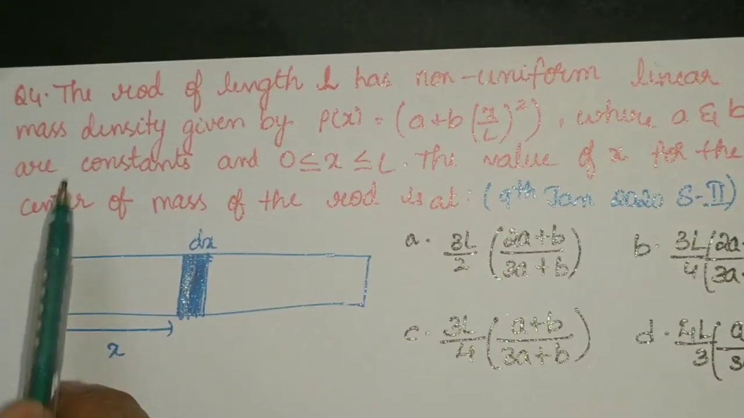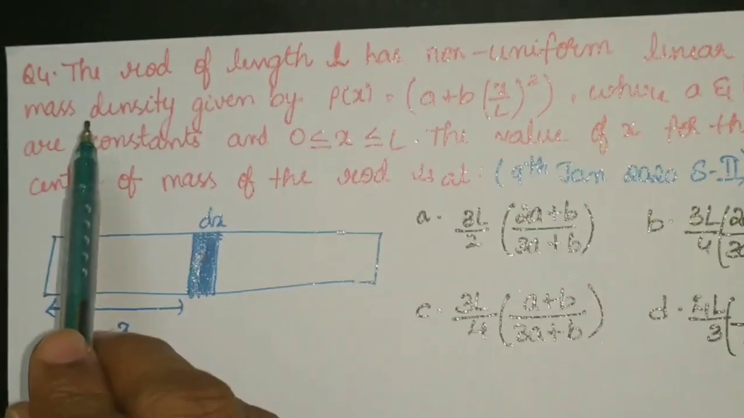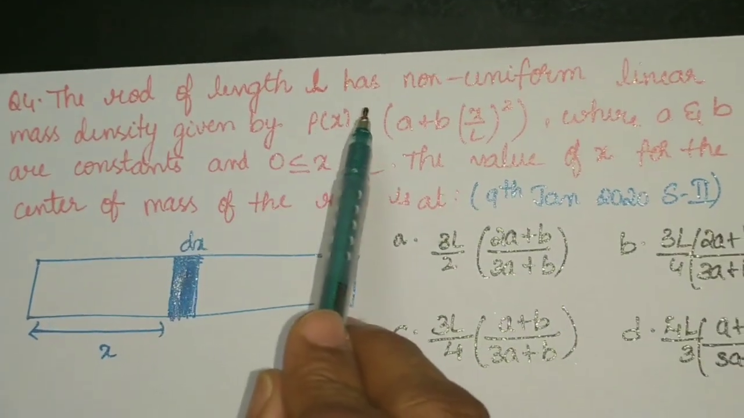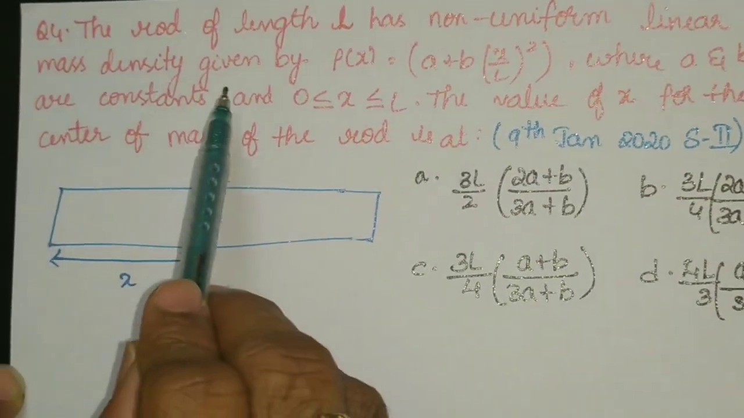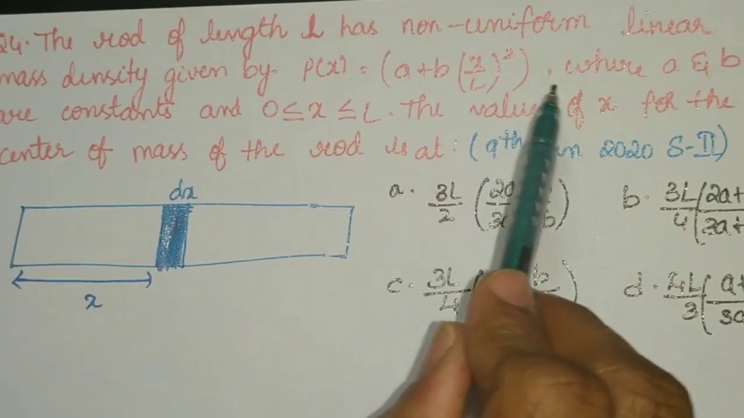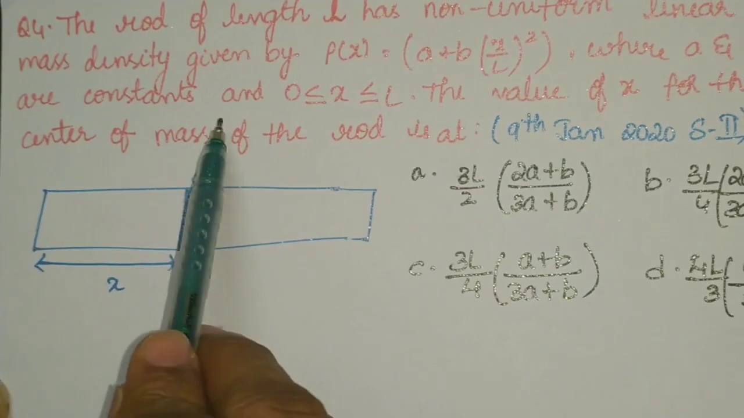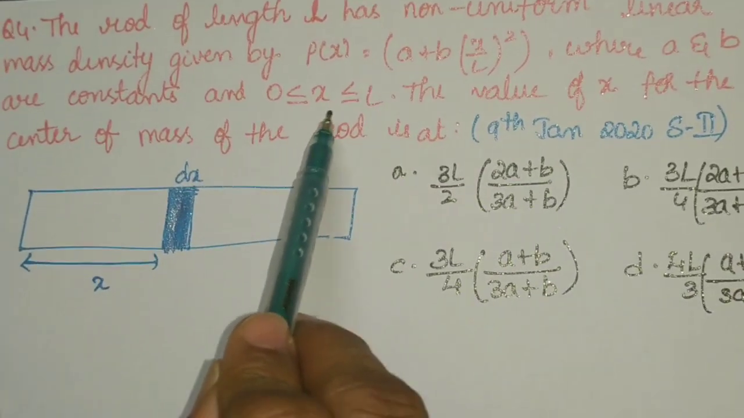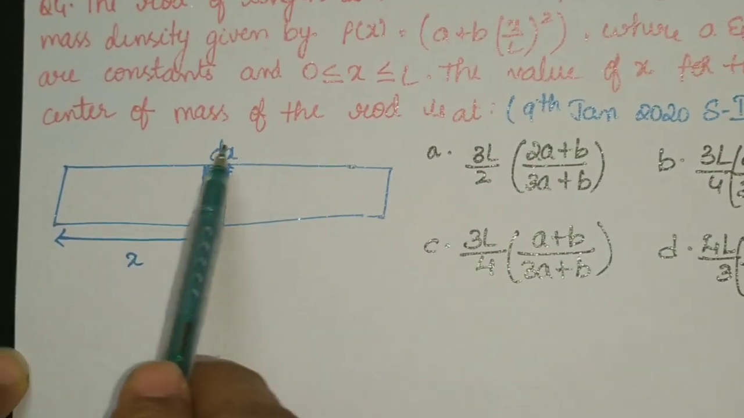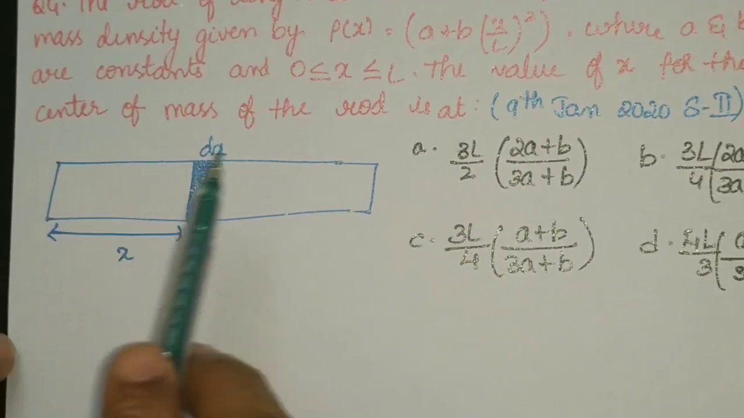Hi students, let us consider the fourth problem in center of mass, JEE Main exam. The rod of length L has non-uniform linear mass density given by rho of x equals a plus b times (x by L) whole squared, where a and b are constants and 0 ≤ x ≤ L. Find the value of x for which the center of mass of the rod is located.